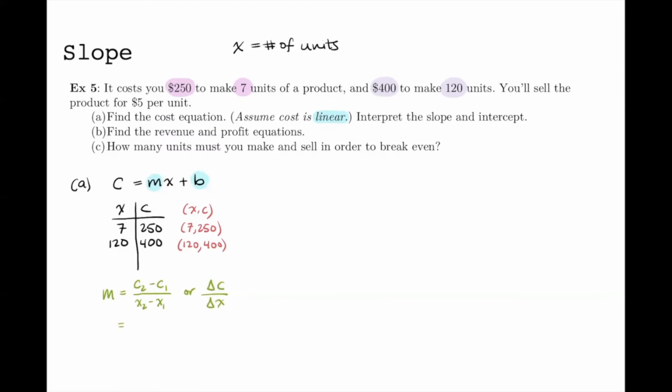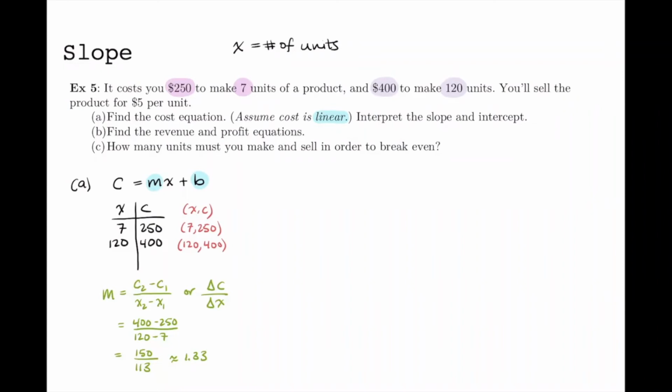So the change in cost, I'm going to call this the second coordinate and this the first coordinate, or the second ordered pair and the first ordered pair. So our second cost will be 400, and our first is 250. And then the 400 goes with 120 units, and the 250 goes with 7 units. So 400 minus 250 is 150, and 120 minus 7 is 113. If we divide 150 by 113, that gives us about 1.33. Now remember that this is dollars, so we can round to two decimal places and that should be okay.